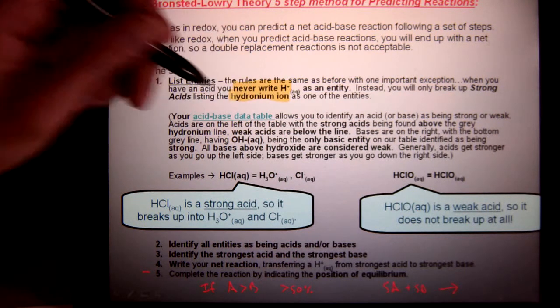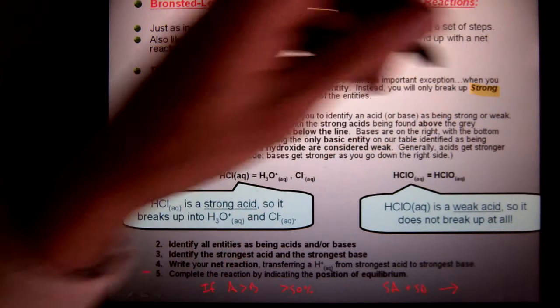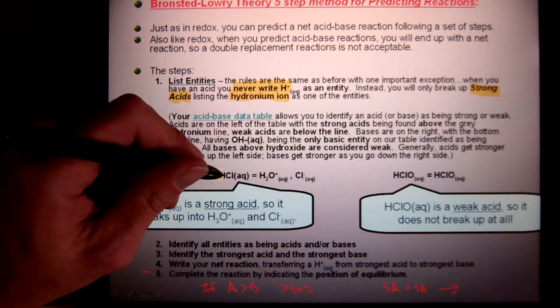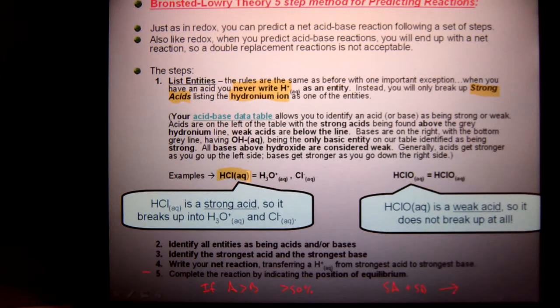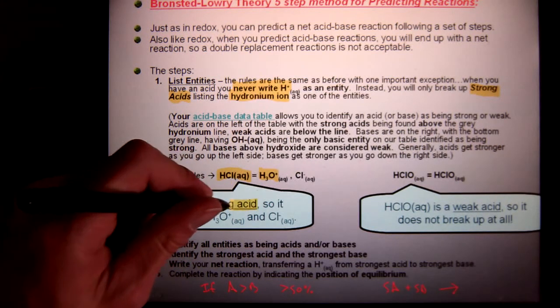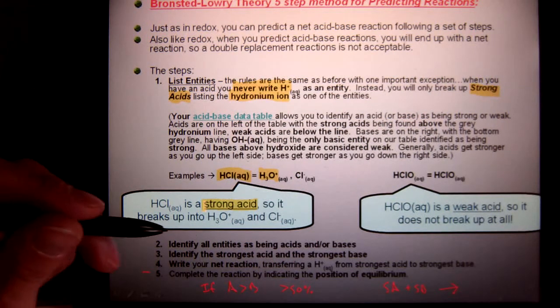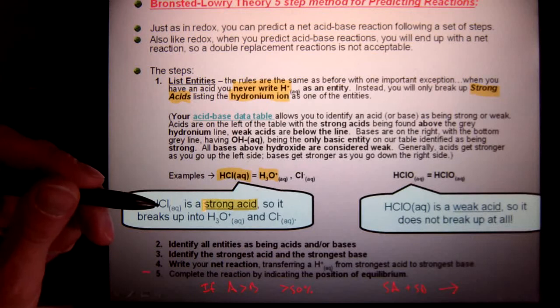Sometimes you'll have hydronium ions, and only when it's a strong acid. So, as an example, you see here hydrochloric acid. In redox, you would have put H+ and Cl-. In acid-base theory, you're going to put hydronium and chloride. Okay, and the reason I'm going to break that up is because HCl is a strong acid. If you recall on your acid-base table in your data booklet, strong acids are the top six. Anything above that will dissociate into hydronium and chloride.